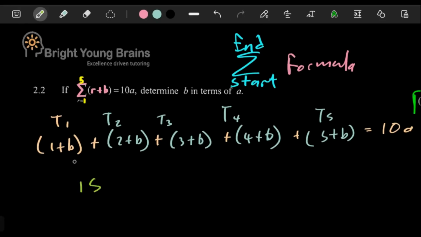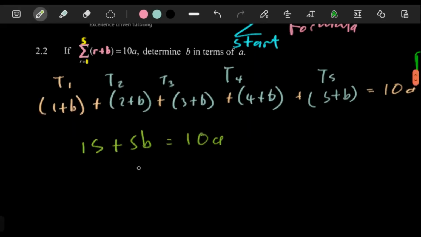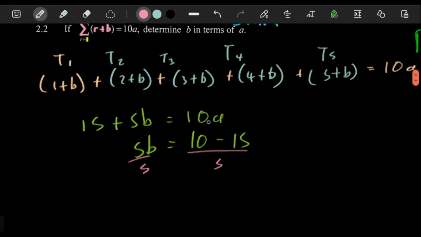And then here it's like 1b, 2, 3, 4, 5 b's plus 5b. Let's go to 10a. Since they say we should determine b in terms of a, it means b should be our subject of the formula. So this is like 10a minus 15, right? And then what we now know is that you can just divide both sides by 5, right? Divide by 5, divide by 5.